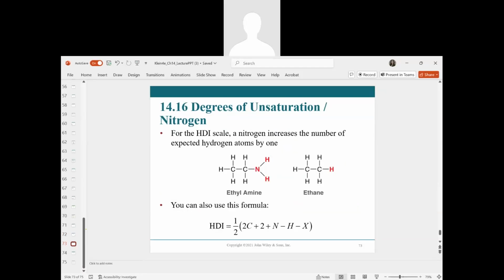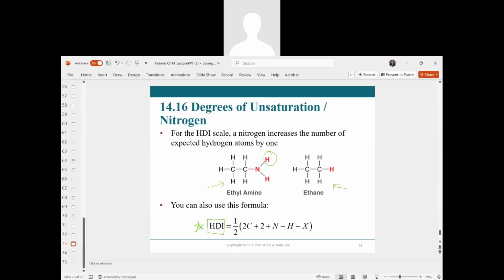Say we have a compound, ethylamine here, versus ethane. We saw that when we added a halogen or an oxygen, the halogen would remove a hydrogen, and the oxygen would not affect the number. Nitrogen actually adds one hydrogen for every nitrogen. So we have this formula shown down below to calculate our hydrogen deficiency index, and this would determine our degrees of unsaturation for us.